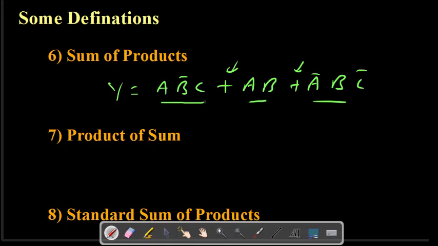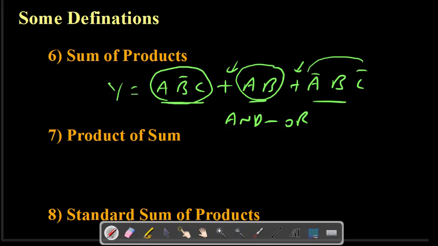This is not the standard one, we will see standard afterwards. This is a simple sum of products expression, and it can be implemented using AND-OR combination. To implement this we need AND gates, since every product requires an AND gate, and finally for the summation we require an OR gate. Therefore this is implemented using an AND-OR combination.